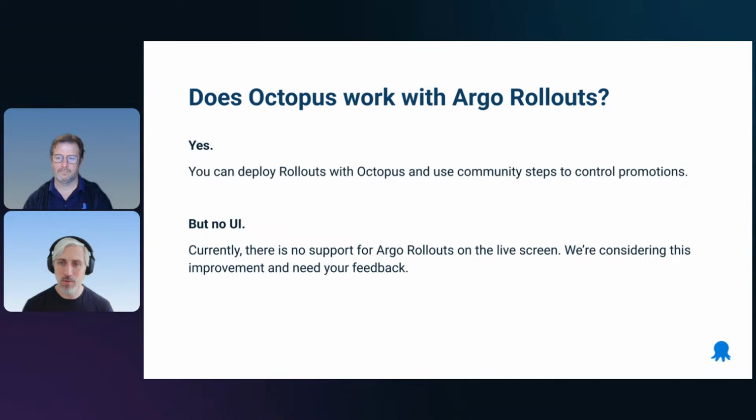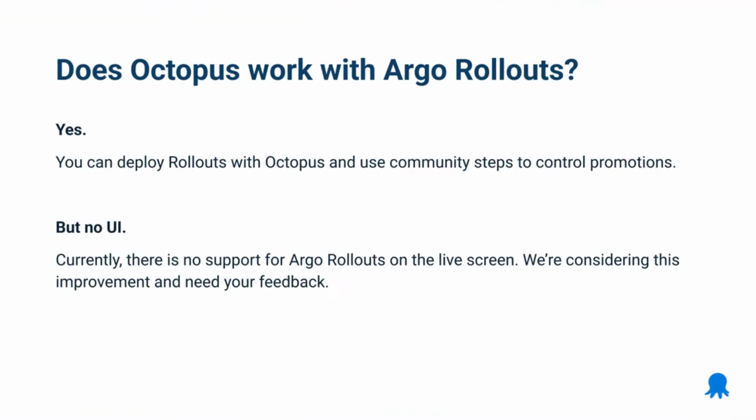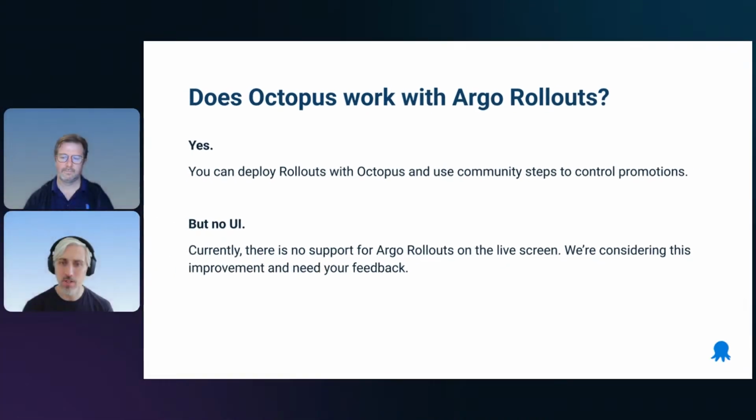So yeah, you can achieve the same process. Does Octopus work with Argo Rollouts? Yes, it does. Argo Rollouts is just another CRD. It's an object. You can deploy it. We have steps in the community library that allow you to control rollouts. So you can deploy a rollout and have another step, let's say a pause, and then a step to promote it to the next stage, and then have a test and then promote it to the next stage, etc.